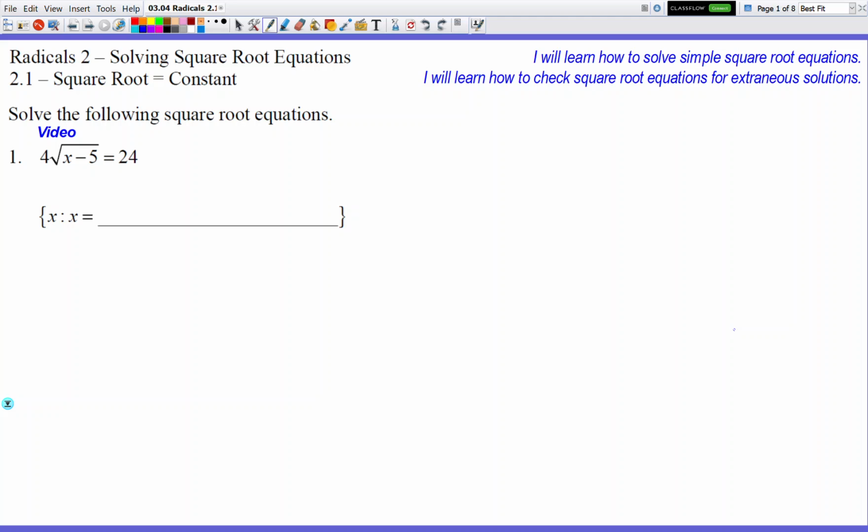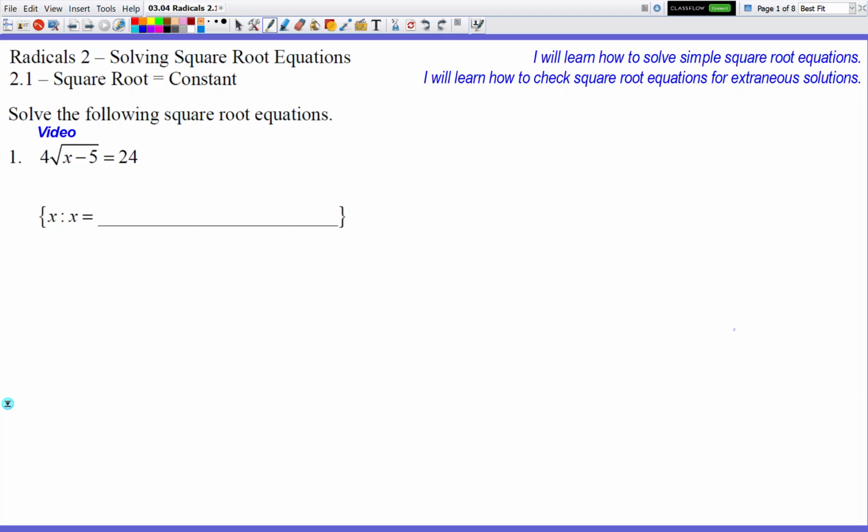Okay, so in this lesson we're going to solve for x. And that should sound very familiar because we've solved for x many times already. The only difference is this time the x is trapped inside of a square root.